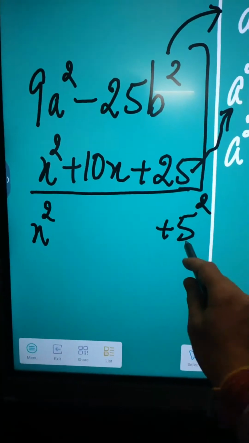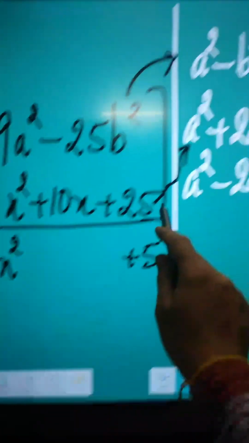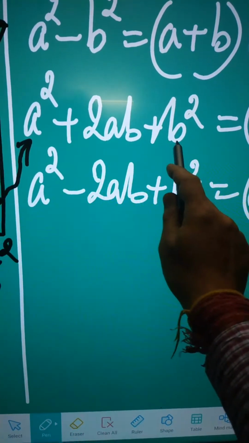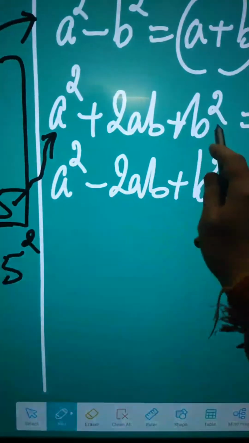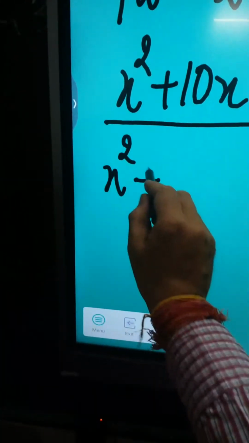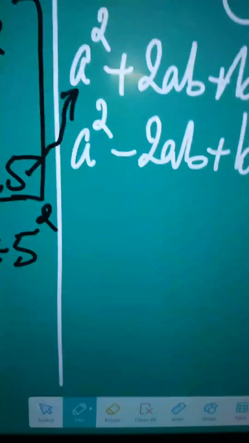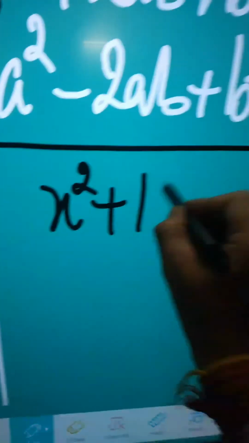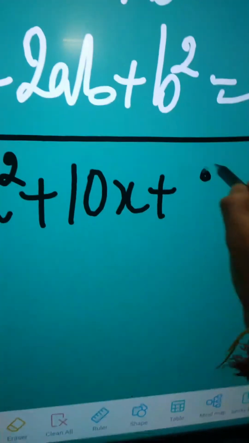This is a square term, and this question matches square and a square. Got it? There should be two squares. So I have got two squares now. In between I have to write this. So see, the question is x square plus 10x plus 25.